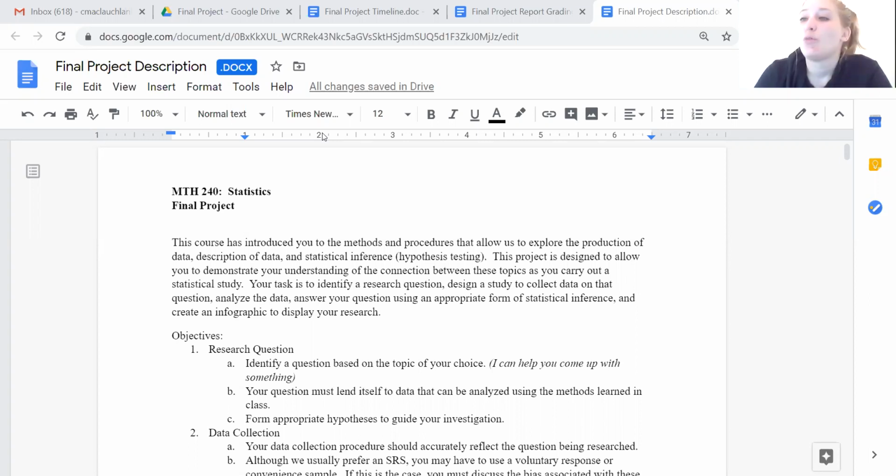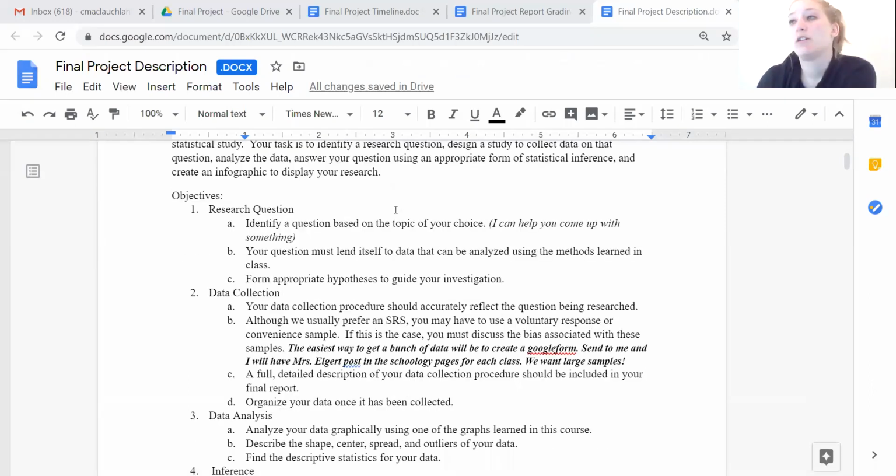So the objectives of the study are as follows. You're going to identify a question based on a topic of your choice, and I can help you come up with a question if you need help. And you want to make sure that your question can easily lend itself to collect data. You wouldn't want something that you couldn't easily interpret.